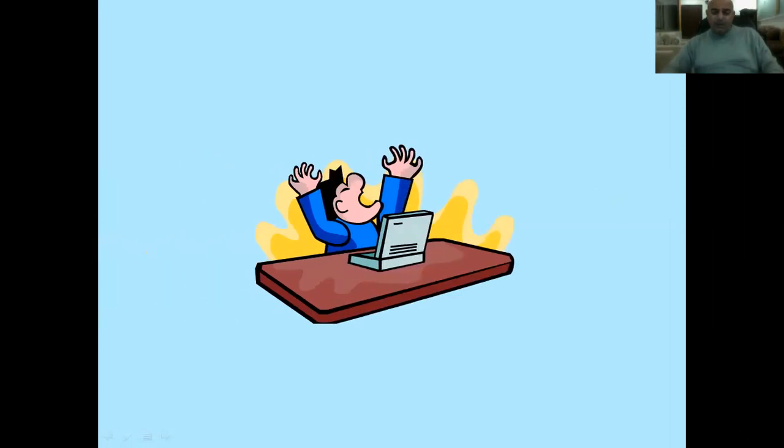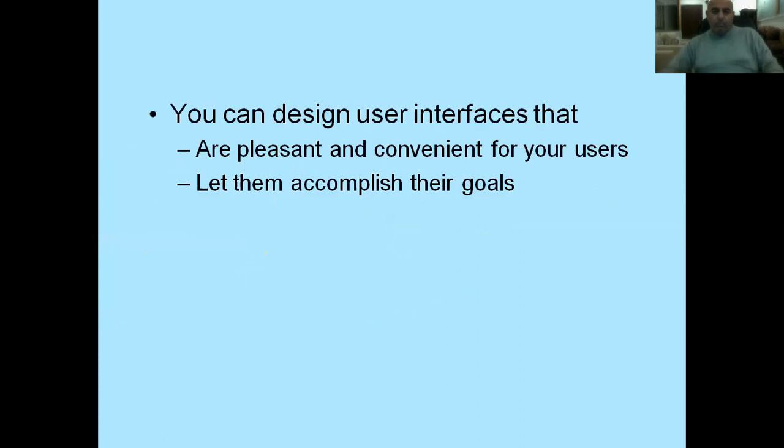If it is not easy, it will be like this. The user will be confused and angry, and everything will be noisy for him. You can design user interfaces that are pleasant and convenient for your users. It is very important. Let them accomplish their goals.